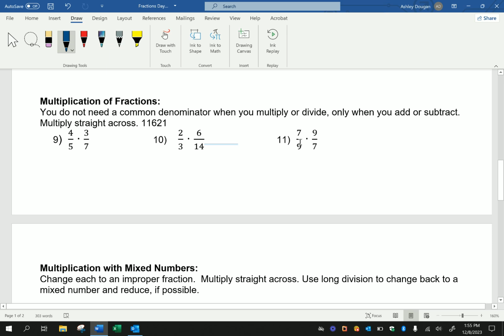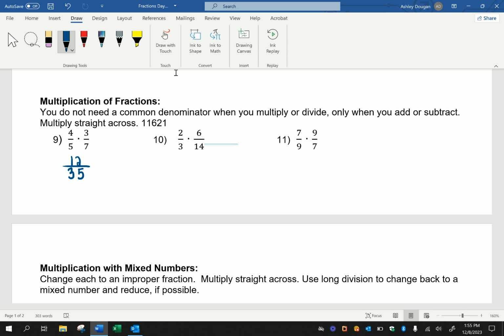As we get into our operations with fractions, the first thing we'll look at is multiplication. When you're multiplying fractions, we're going to multiply straight across. We're going to multiply the numerators together, multiply the denominators together, and then we're going to simplify if needed. 4 times 3 is 12. 5 times 7 is 35. And that's my multiplication.